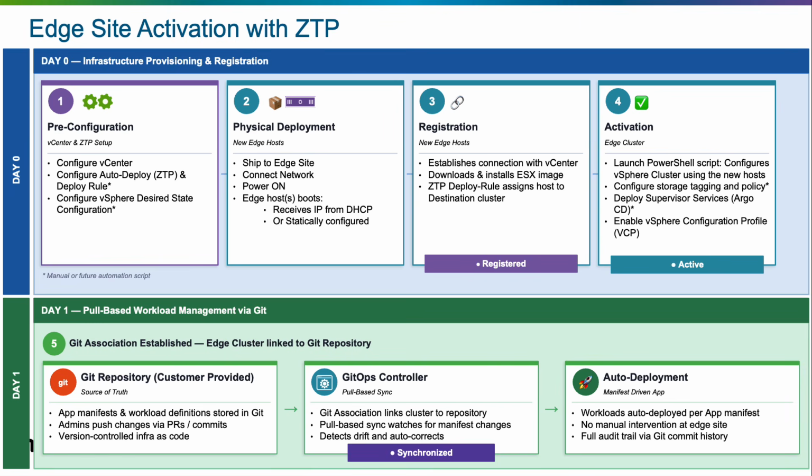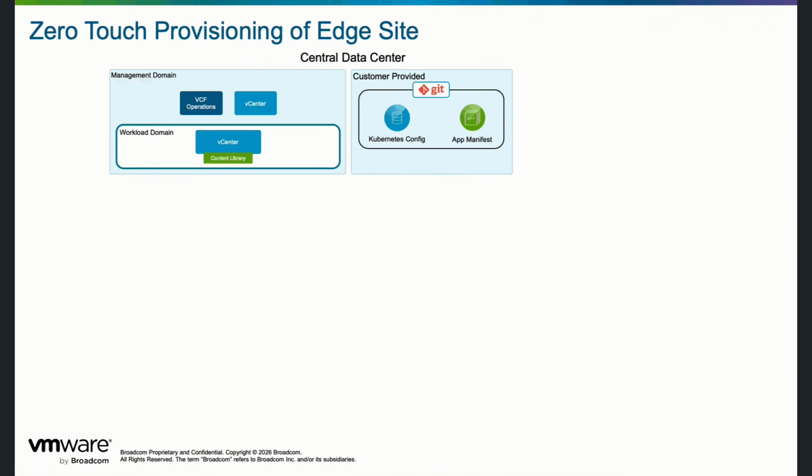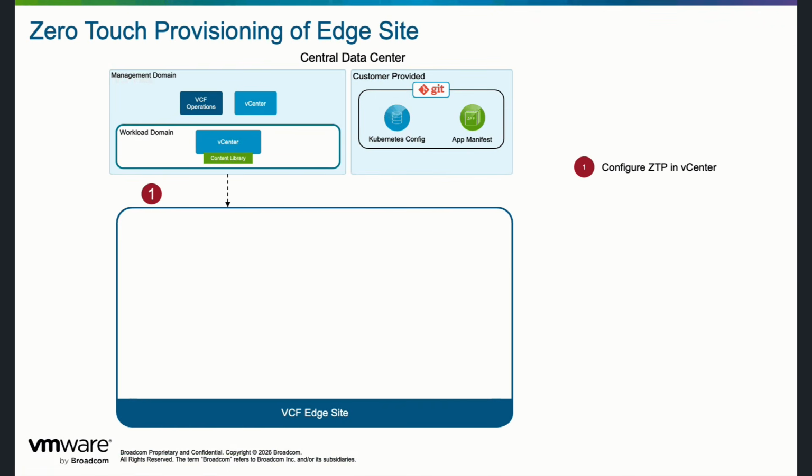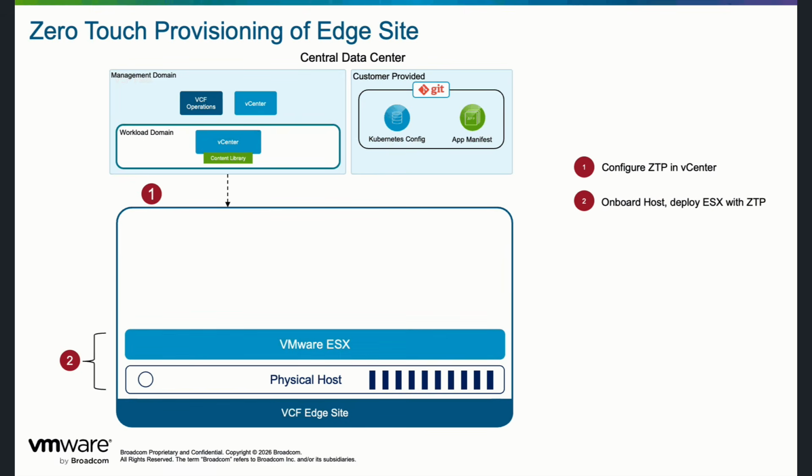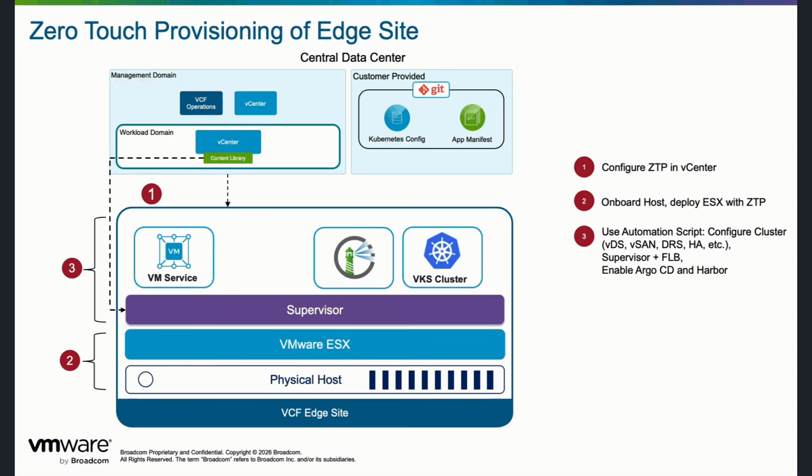The workflow is straightforward by design. A new server arrives at the edge site directly from the OEM. It connects to the network. It powers on. From that moment forward, everything happens automatically, orchestrated from your primary data center. Let's walk through exactly how.